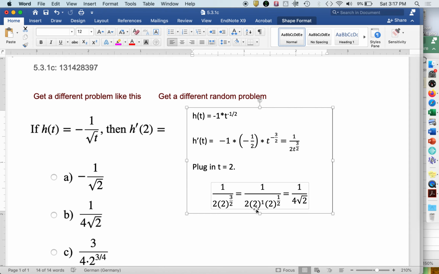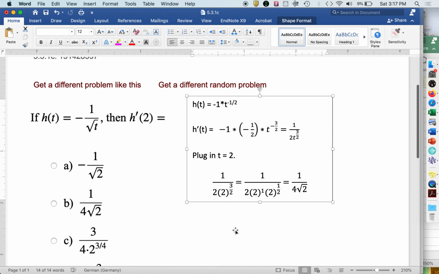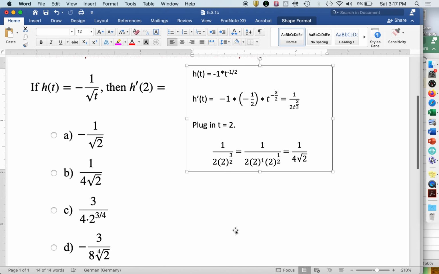And 2 to the 1 is just 2, right? So 2 times 2 is 4. And then 2 to the 1/2 is the square root of 2. So you can see all the choices, and this one matches choice B.